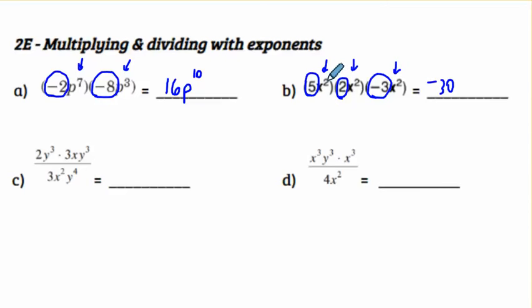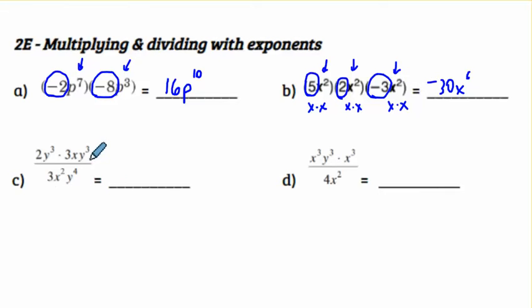We have x to the 2nd, so that's x times x, and another x to the 2nd, that's another x times x, and an x to the 2nd, that's another x times x. So very clearly you can see that we have 1, 2, 3, 4, 5, 6, x to the 6th power. Of course, the rule is you just add those exponents.